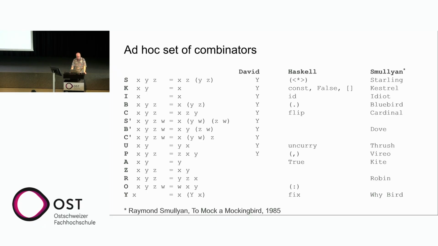There's also a lovely book by Raymond Smullyan called To Mock a Mockingbird, where every combinator is a bird, and he talks about how they do different things. You can learn about combinators without knowing what they are. And there are the names that Smullyan uses here. S is the starling and K is the kestrel. The identity combinator is the idiot bird. It only repeats what it got.